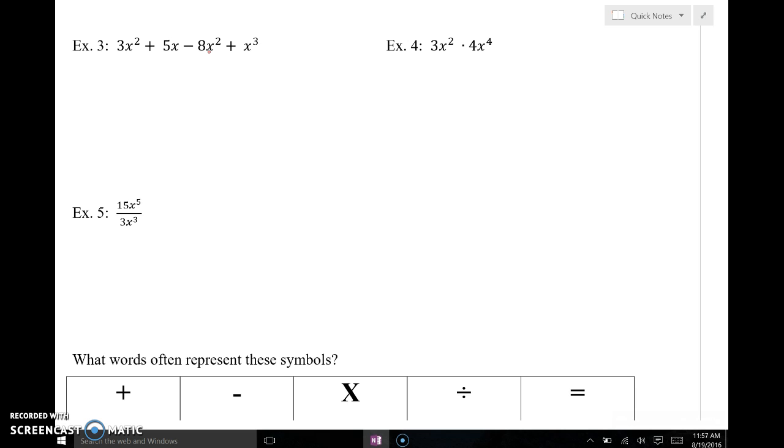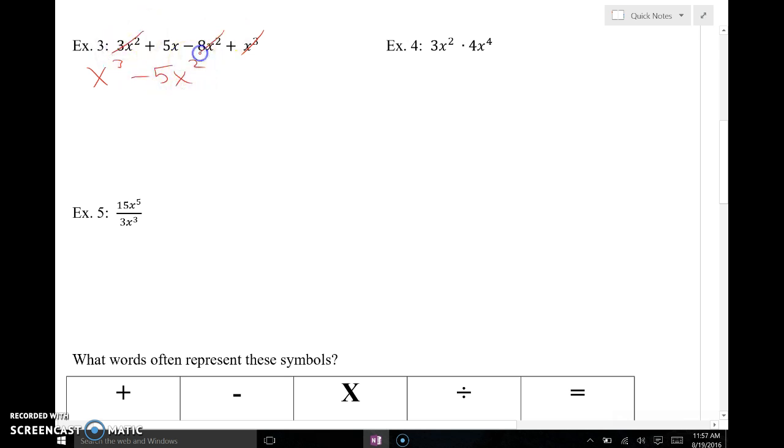There's no order requirement here. I like to start with the highest exponent first, but again, it's up to you. So x to the third doesn't have anything to combine with, so I'm just going to rewrite it. And then working my way down the line, x to the second would be next. So 3x squared minus 8x squared will give us negative 5x squared.